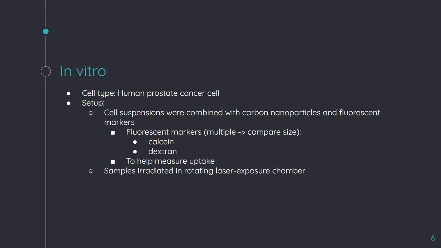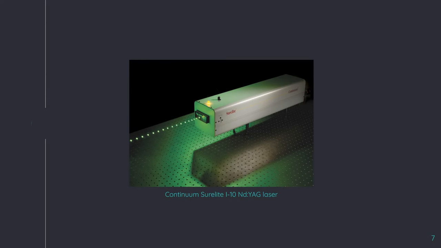Research was first conducted in vitro using human prostate cancer cells. A mixture of carbon nanoparticles, cell suspensions, and fluorescent markers was irradiated in a rotating laser exposure chamber. Multiple fluorescent markers were used to compare how the size of the molecule delivered would affect intracellular uptake. Here, calcein, a common marker used for cell viability, and varying sizes of dextran, a complex branched glucan, were used for comparison. The laser used in this experiment was a Continuum Surelite and can be seen in the central figure.